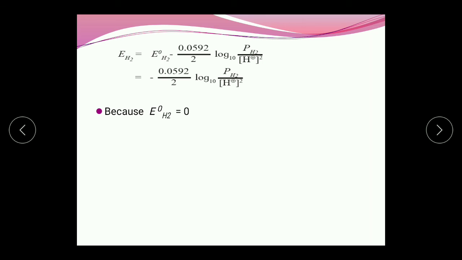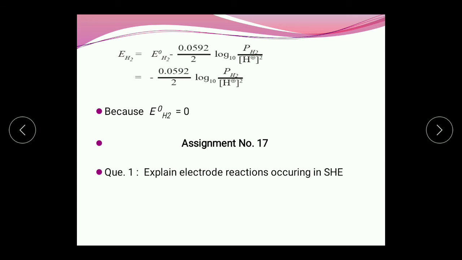Now the time for the assignment. Question number 1 will be: explain the electrode reactions occurring in SHE. Only that one reaction I have given, that you have to write, along with the voltage also, that is 0 volt. Okay. And question 2 will be: give applications, only one application is there, and difficulties, 3 difficulties are there in setting up SHE.